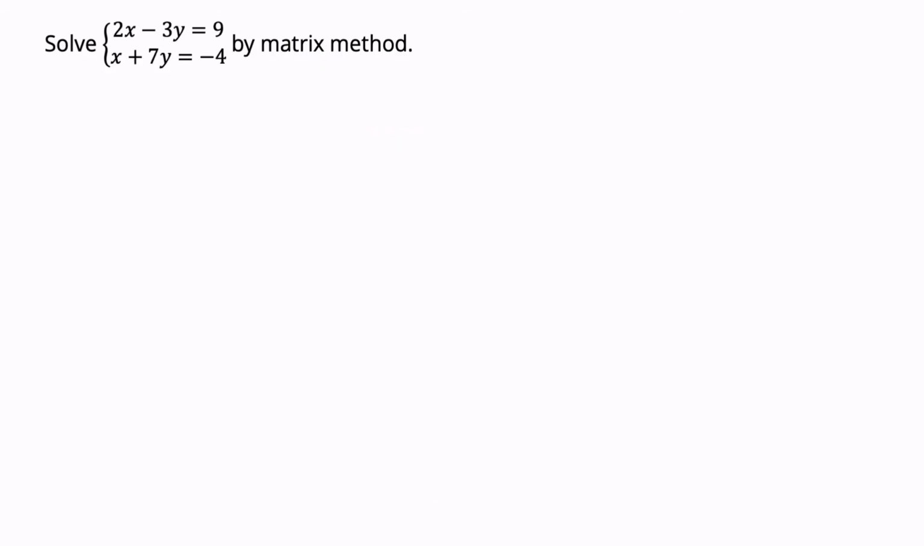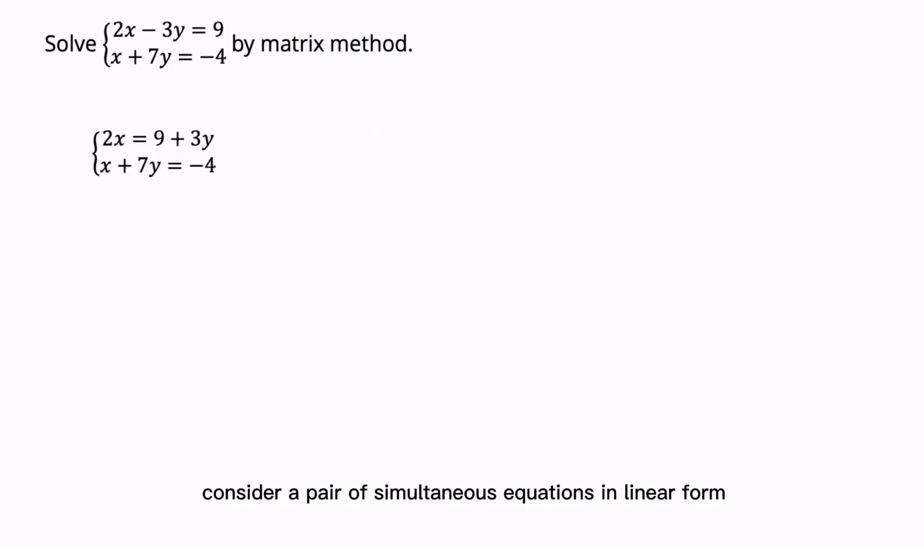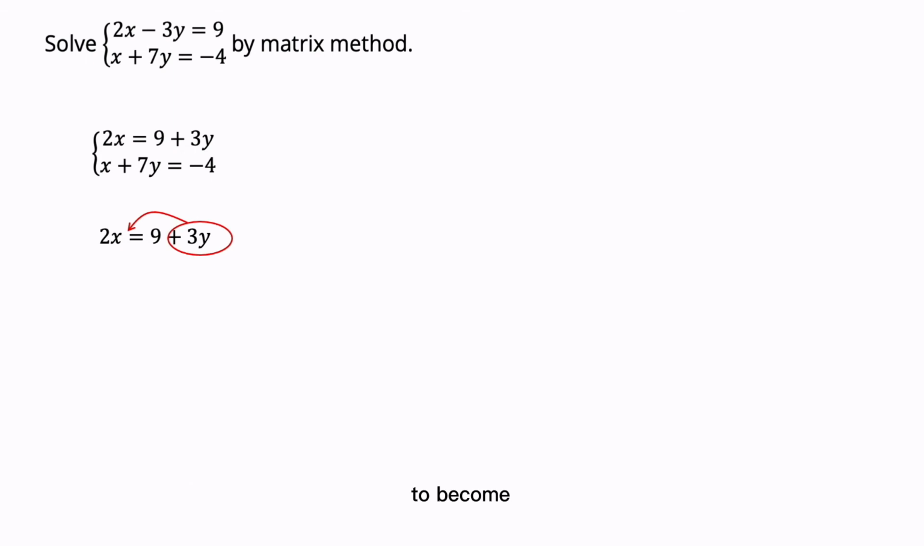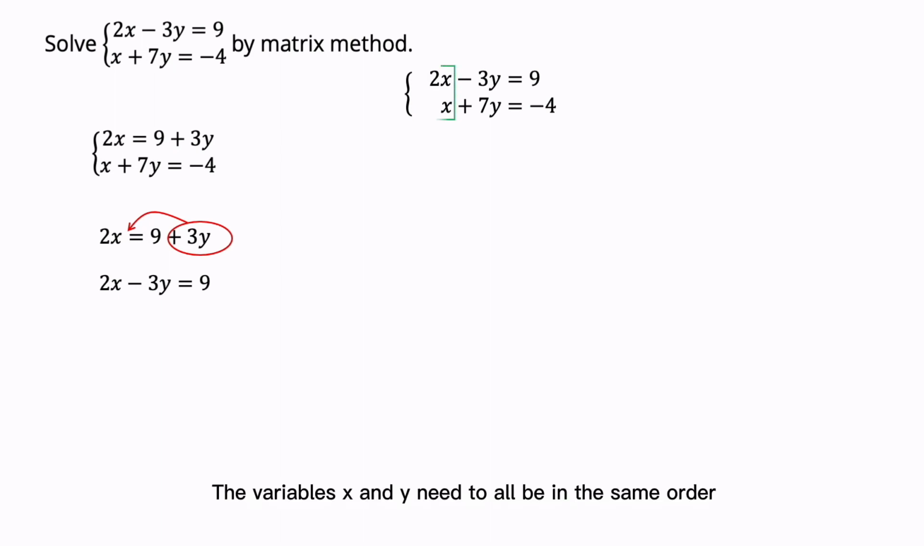Once again, consider a pair of simultaneous equations in linear form. Firstly, make sure that all of the equations are written in a similar manner. From equation number 1, transpose 3y from the right-hand side to the left-hand side to become 2x minus 3y equals 9. The variables x and y need to all be in the same order.